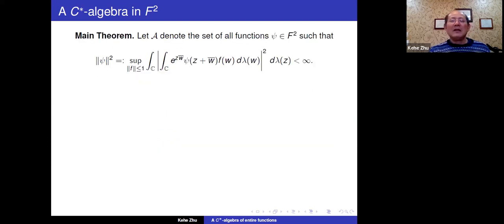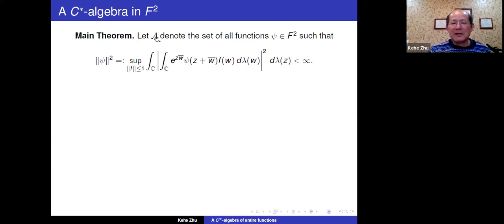I define a set A consisting of all functions psi in the Fock space such that this is finite. And this way I get a subset of F2. I've got a norm. This is obviously a norm. And if you want to check this norm directly, you can probably show, not too difficult, that this is a complete norm, and therefore you're going to get a Banach space. But I don't have to check that. I knew this came from L infinity. L infinity is complete, and therefore the space I get over here is going to be a complete space. It's going to be a Banach space.